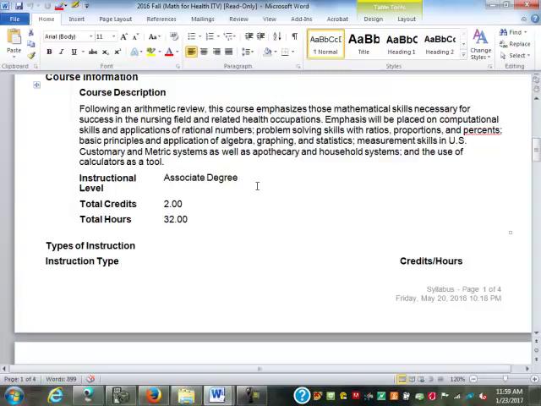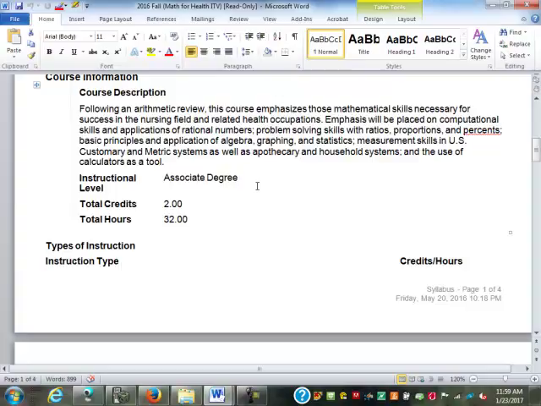We do a lot of measurement and conversions. And then we'll get into the dosage calculations, which is kind of the meat and potatoes of the class. Calculating using ratio and proportion. Actually, there's 4 different methods we'll look at for calculating dosage as we go through.